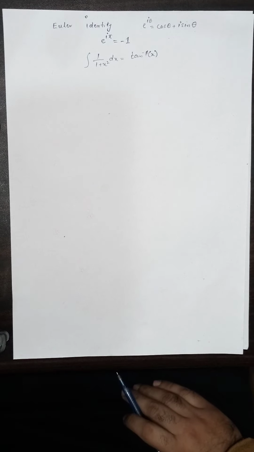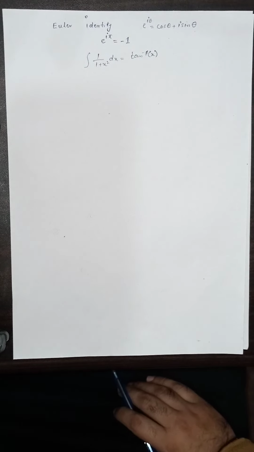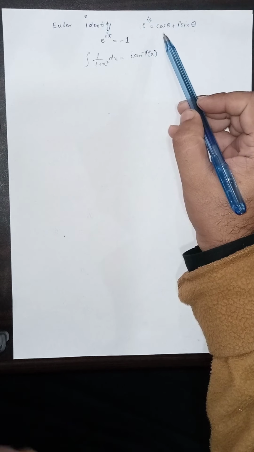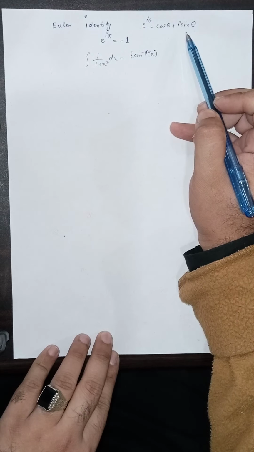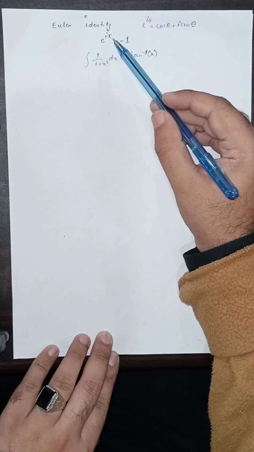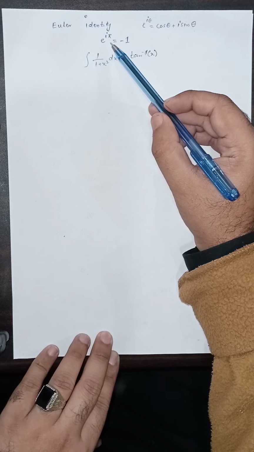Today the topic is Euler's identity and the beautiful equation e^(πi) = -1. How is it equal to that? We are aware of the original equation e^(iθ) = cos θ + i sin θ.